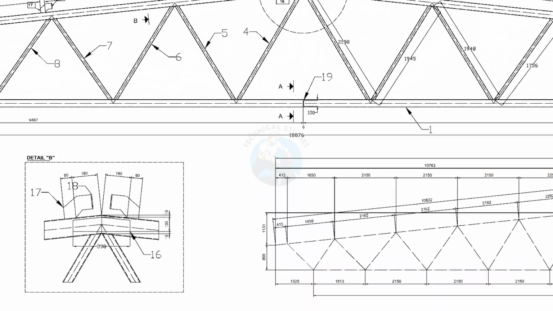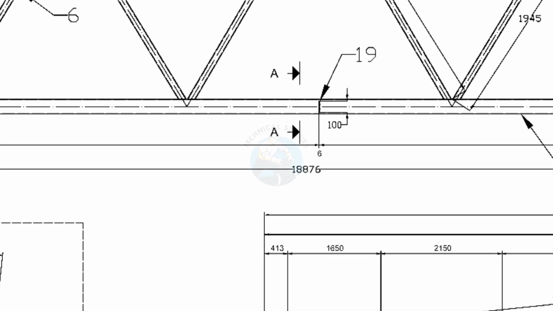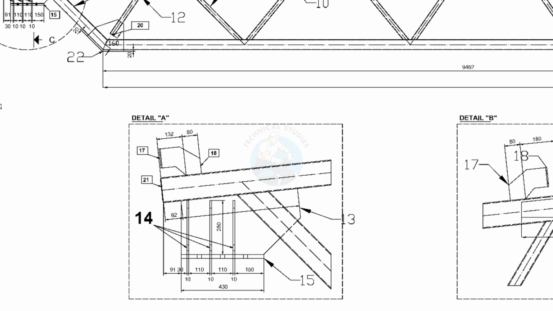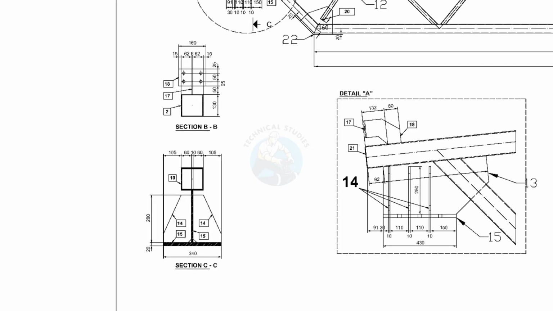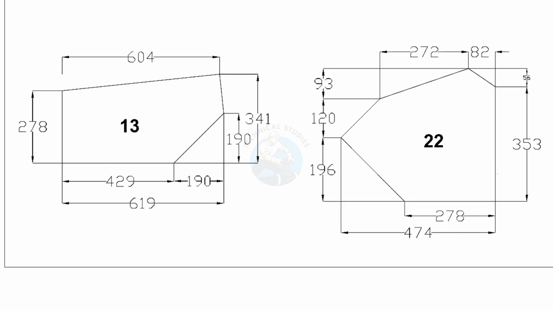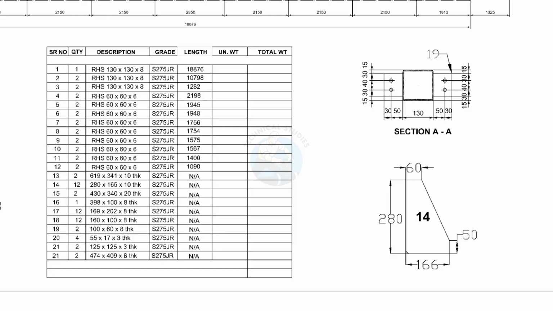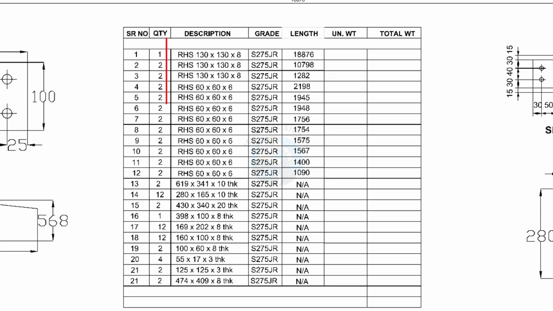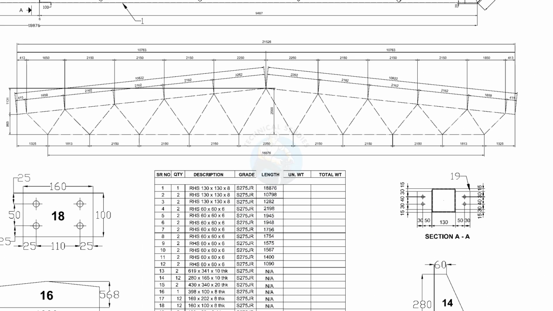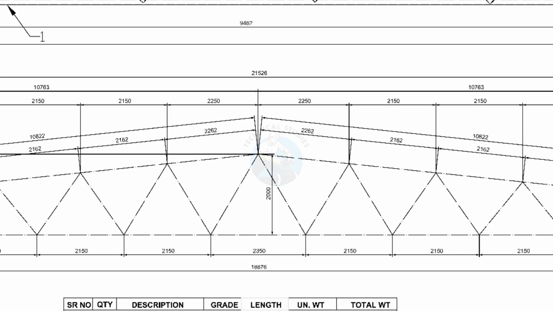Have a look at the drawing. As per the material list, most of the parts are made of rectangular hollow sections. Gusset plates, stiffeners, purling cleats, and the base plates are made of plates. This is the CG lines or center of gravity lines.